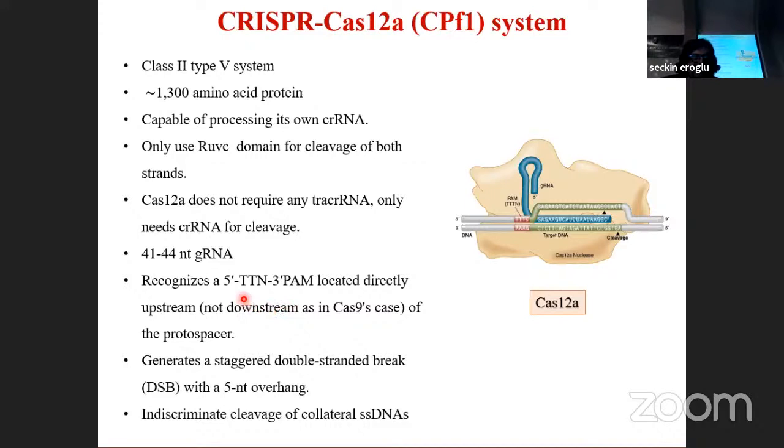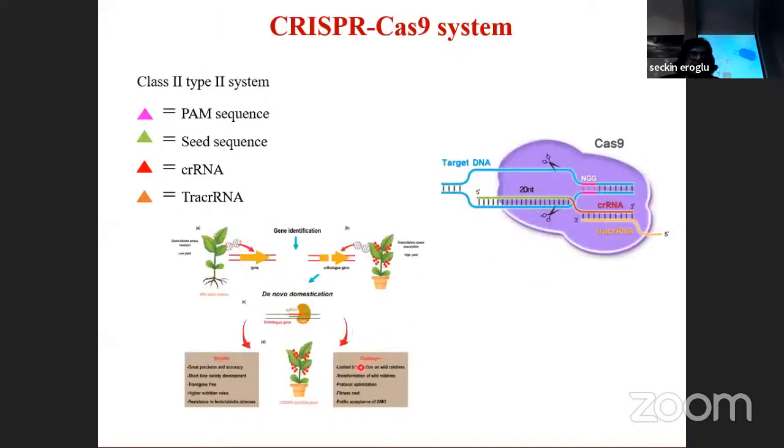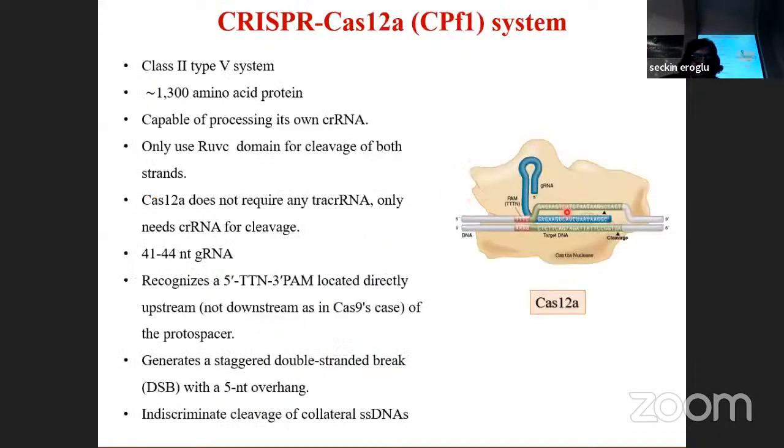The PAM sequence is basically 5' TTN, where N is any nucleotide, which is located directly upstream. The main difference between Cas12 and Cas9 is that, if you see this, in Cas9 the guide RNA is downstream, on the 3' end, while in this case it is on the 5' end. So every Cas protein has its own guide RNA, its size, and its direction, whether it is present on the 5' end or on the 3' end. Another property of the CRISPR-Cas12 protein is the indiscriminate cleavage of collateral single-stranded DNA. Once it is activated by the guide RNA, it works on the double-stranded DNA. But when it is activated, it indiscriminately cleaves single-stranded DNA.